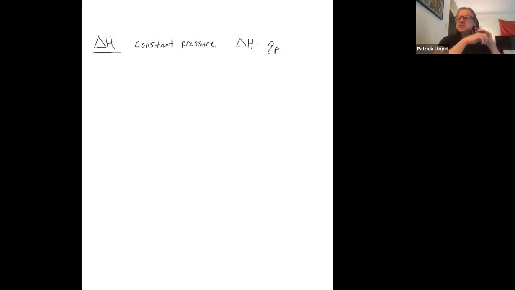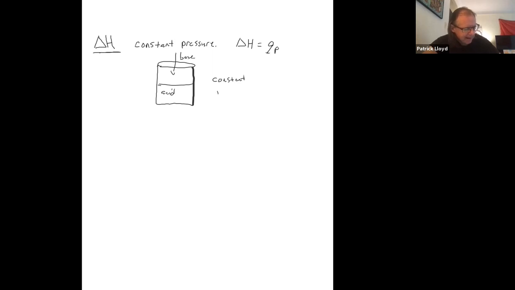Okay, and that's what makes it useful. That's why we moved away from talking about delta E, the change in internal energy, into talking about delta H, which is the enthalpy change. Essentially, imagine you're running a little reaction, like an acid-base titration, like vinegar. You've got an acid in here, and you're adding a base to it. Acid plus base. That's going to be done open to the atmosphere. This is at constant pressure.